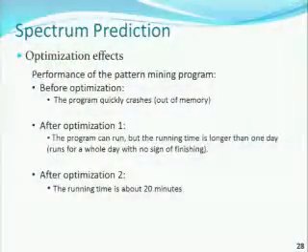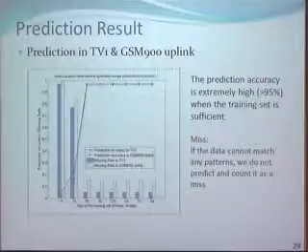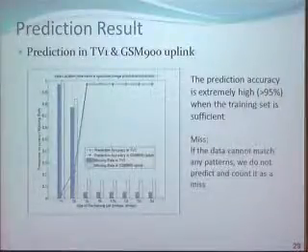We apply these optimizations to the pattern mining algorithm, and we find that before optimization, the problem can quickly crash. After optimization 1, the running time is still long. My student tried 1 day and he gave up, and had to figure out a new heuristic. And optimization 2 actually works. So this is the simple prediction result, where we applied TV1 and GSM 900 uplink. The conclusion is that the prediction accuracy is extremely high when the training set is sufficient. But you only need to take like the first 3 hours of data as the training set. Then you can simply apply it to the rest of the 1 week.